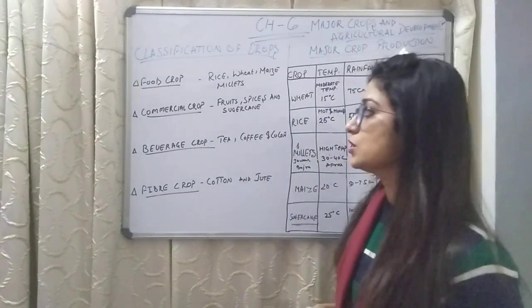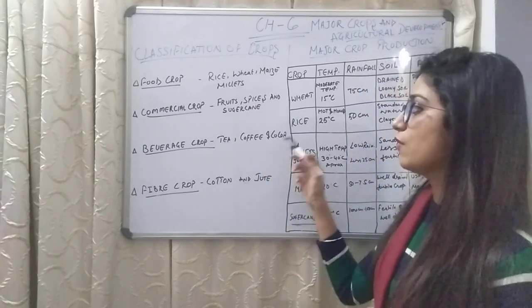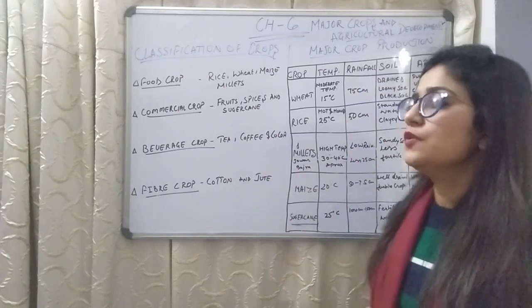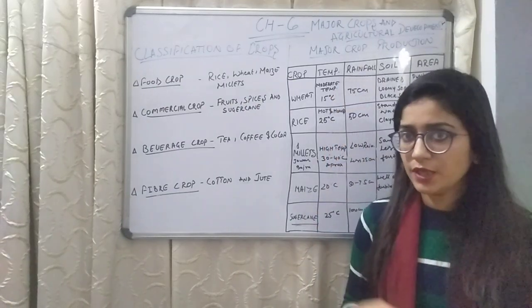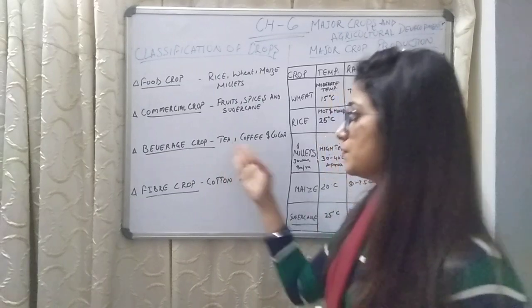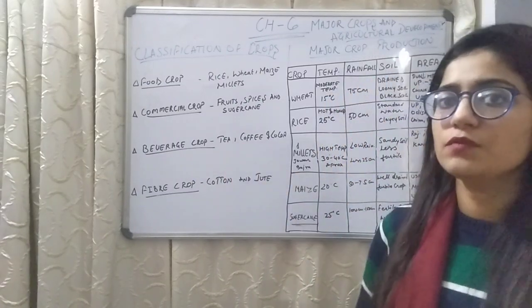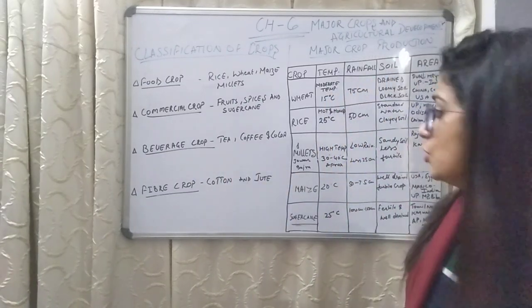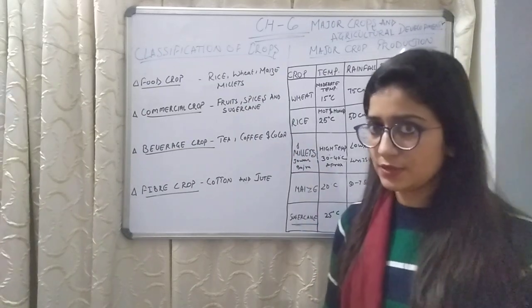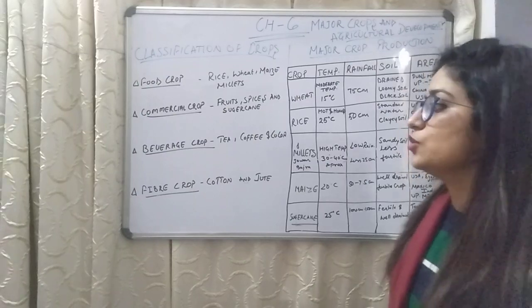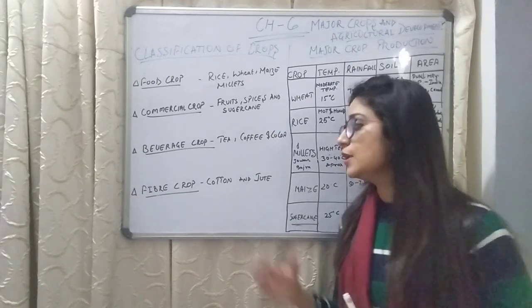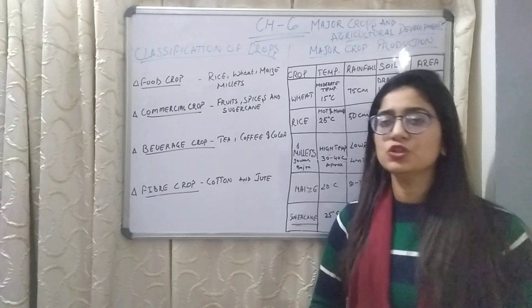Now beverages are the ones which are tea, coffee and cocoa, which are used for drinking purposes. When we drink tea, we also drink coffee, and in winters in most of the hill stations we drink cocoa drinks as well, right? Now fiber crops, the crops which are used to form cloth, that are cotton and jute.